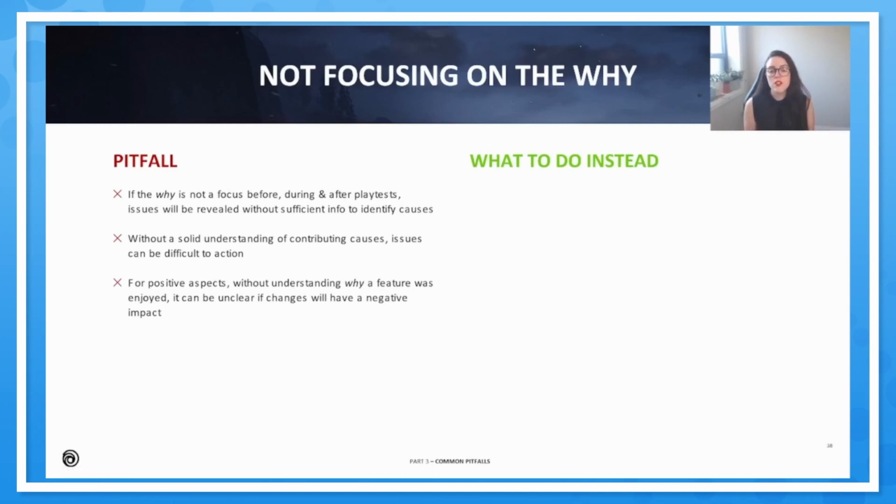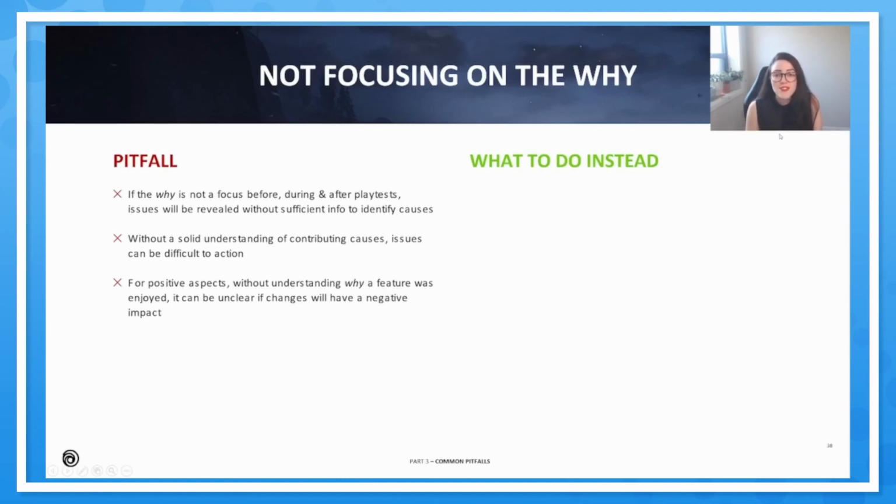You also want to understand the why behind the positive aspects. Because if there were aspects of the game that the players really enjoyed and there was a design change that needs to be made, it may or may not be clear if that design change might have a negative impact on the enjoyment of another aspect. Sometimes it would be clear if they're completely unrelated, but sometimes it's not.